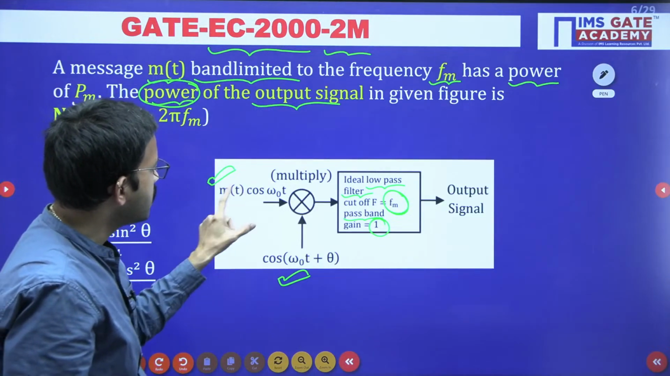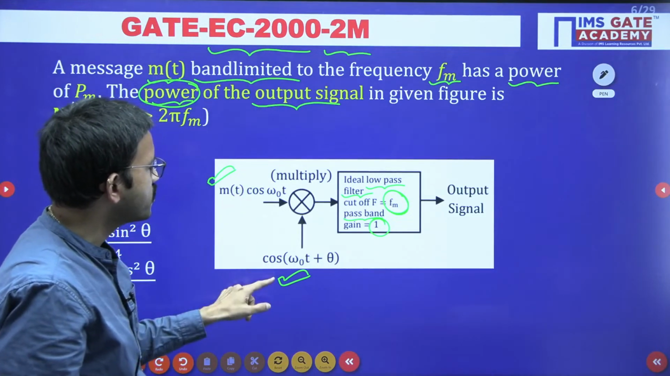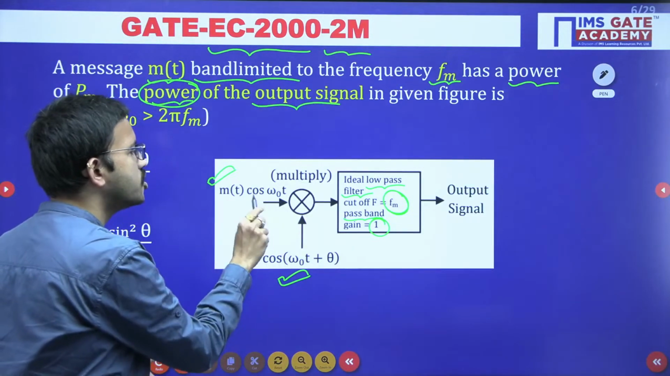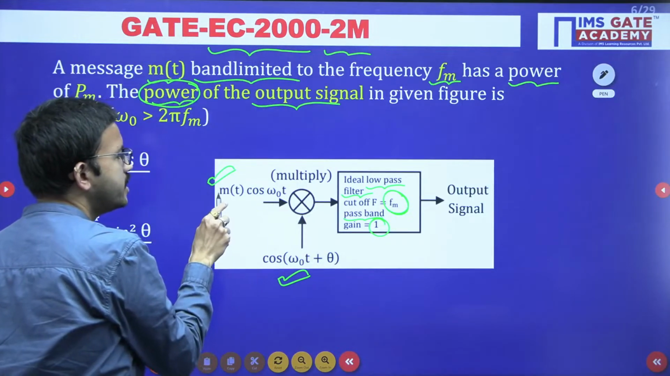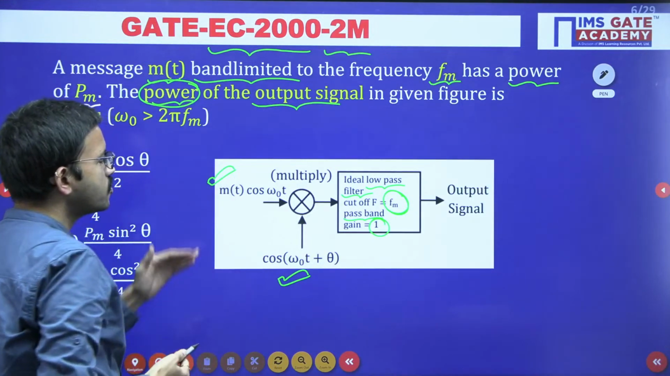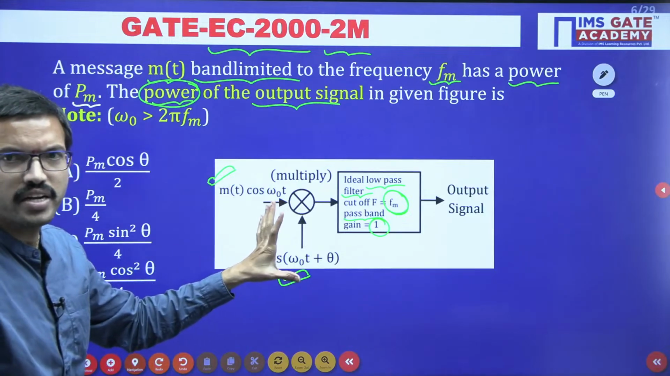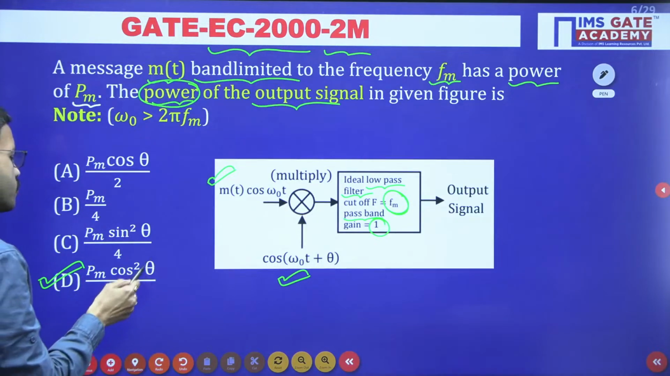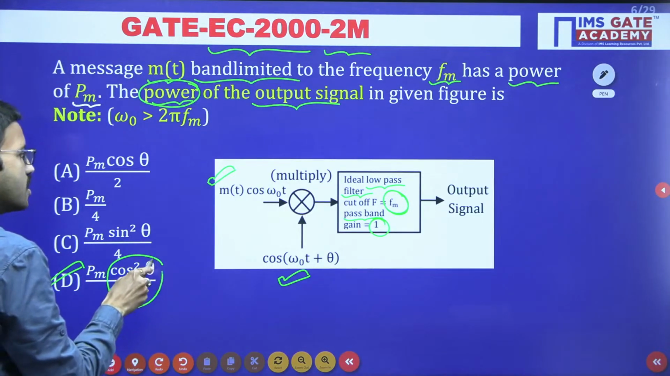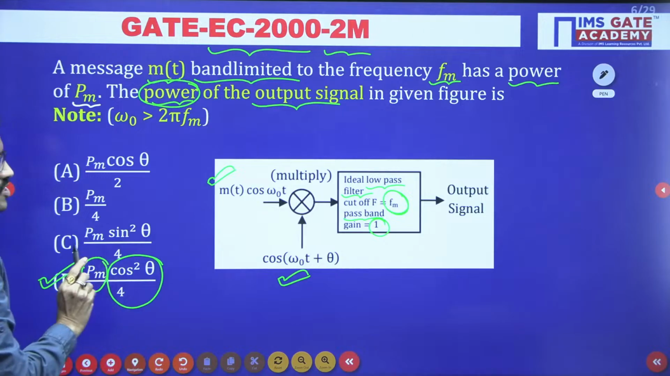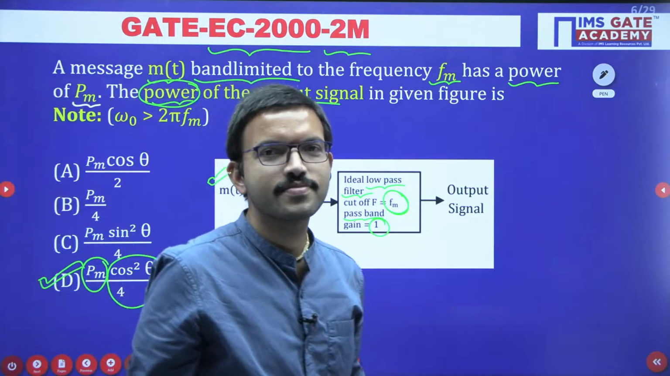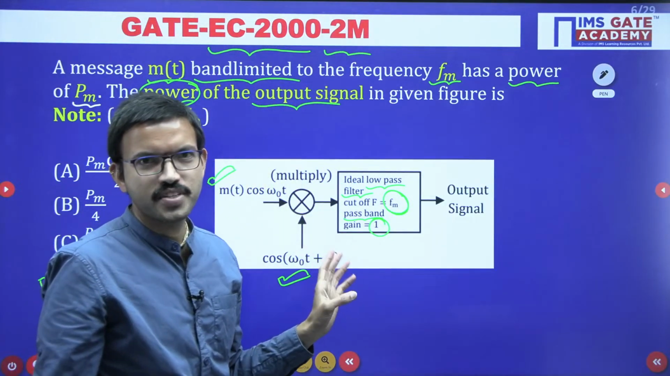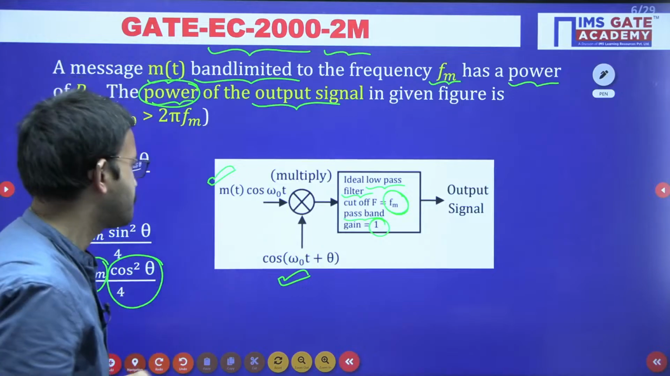Just observe the given question, how much time it will take. Here you are multiplying these two. Both are cos signals, so 2 cos A cos B means cos sum plus cos difference. So finally you are going to get cos theta, right? Here 2 is not there, so you are dividing. So m of t by 2 cos theta, right? So cos theta by 2 is a constant, so that means cos square theta by 4. Regarding m of t, the power is Pm. That's all. How much time will it take? It won't take much time, right? You need not use pen and paper. That much easy.